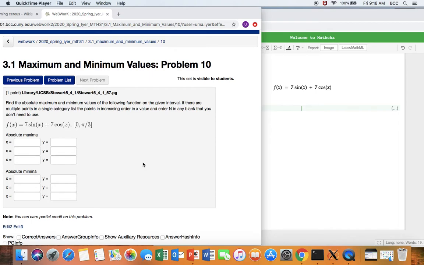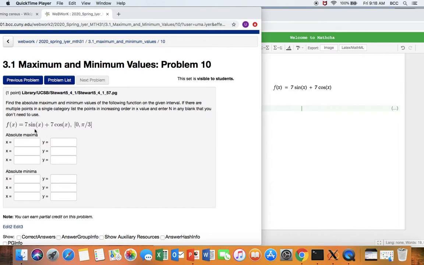Welcome back. This is the last problem in this set of problems for section 3.1. Find the absolute maximum and minimum values of the following function on the given interval. The interval is 0 to pi over 3. If there are multiple points in a single category, list all of them in increasing order of x and enter N in any blank that you don't need to use.